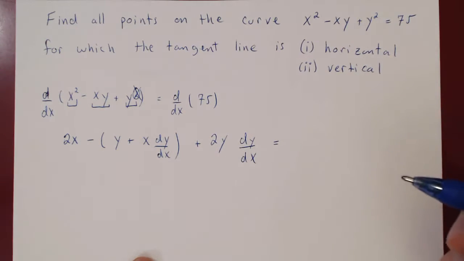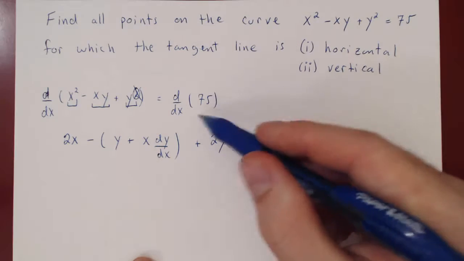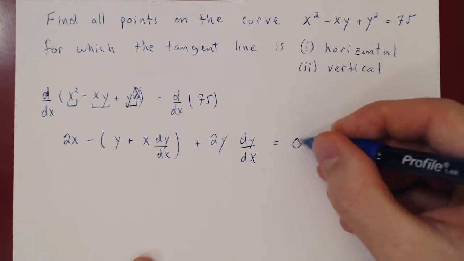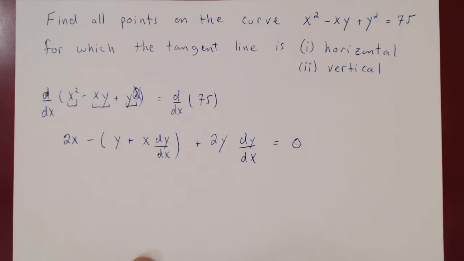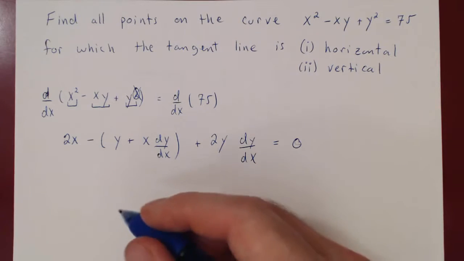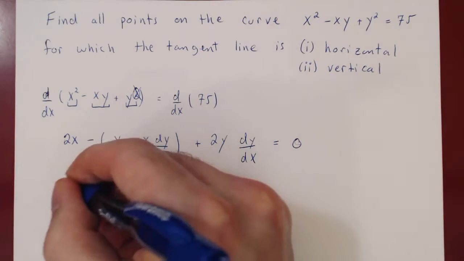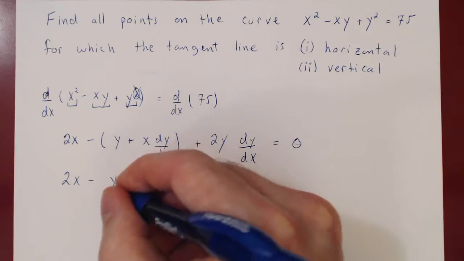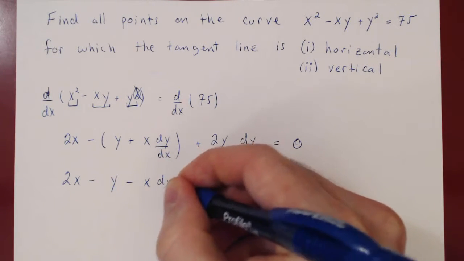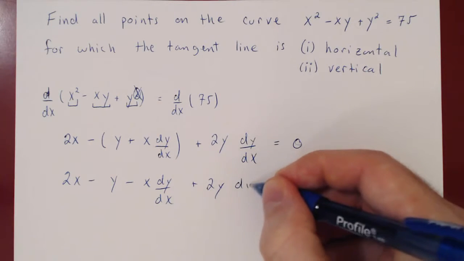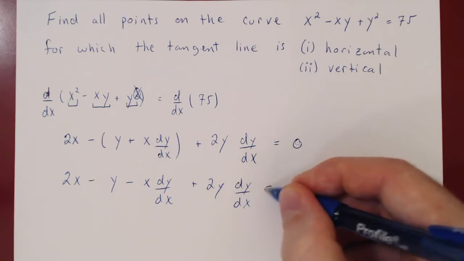That equals the derivative of the right-hand side. 75 is a constant, so its derivative is equal to 0. As always, let's now isolate dy over dx on one side of the equality. So if we distribute here the negative sign, we'll have that 2x minus y minus x dy over dx plus 2y dy over dx is equal to 0.